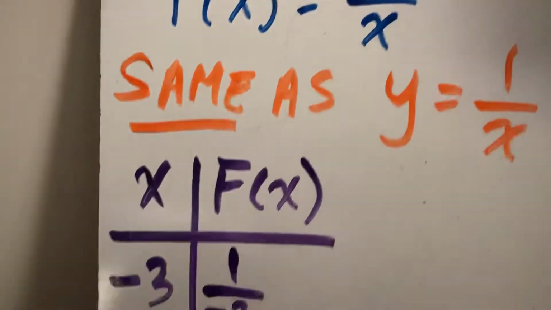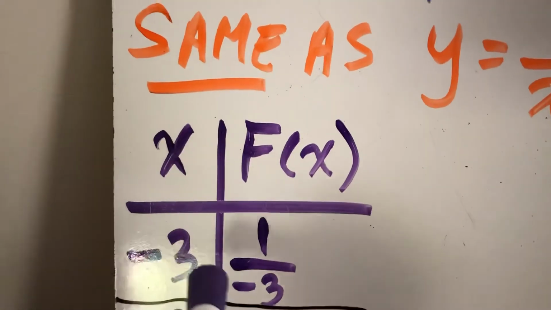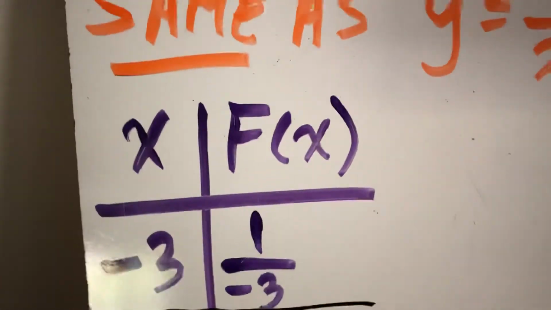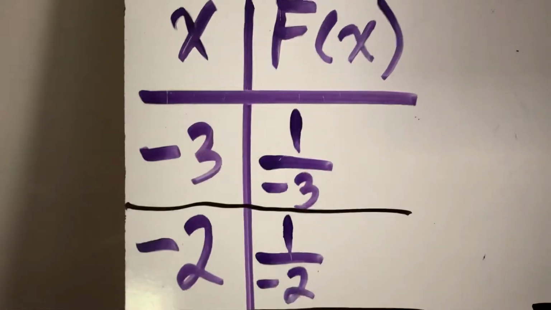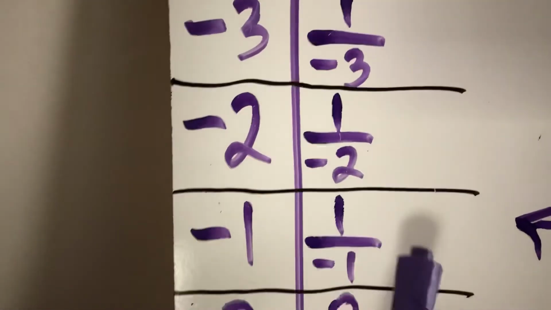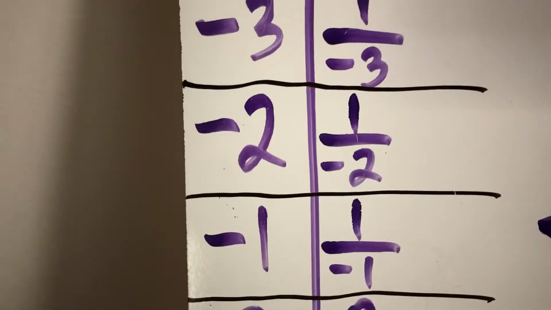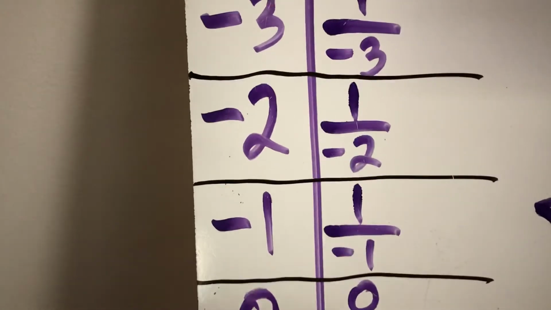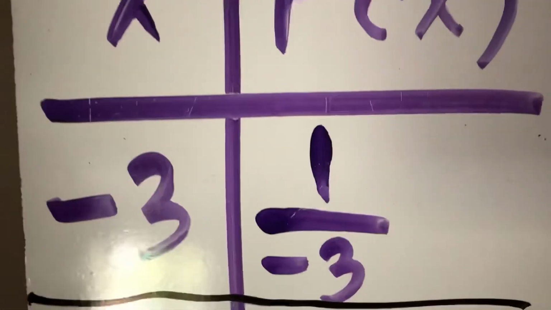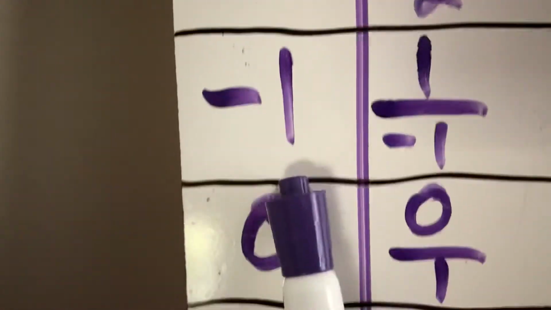So for example, negative 3, what's 1 over? F of x would be 1 over negative 3. If x is negative 2, 1 over negative 2. Negative 1, 1 over negative 1. By the way, does 1 over negative 1 equal negative 1? It sure does. Okay. Is this the same, by the way, as negative 1/3? Yes. Negative 1/2? Yes. Okay.